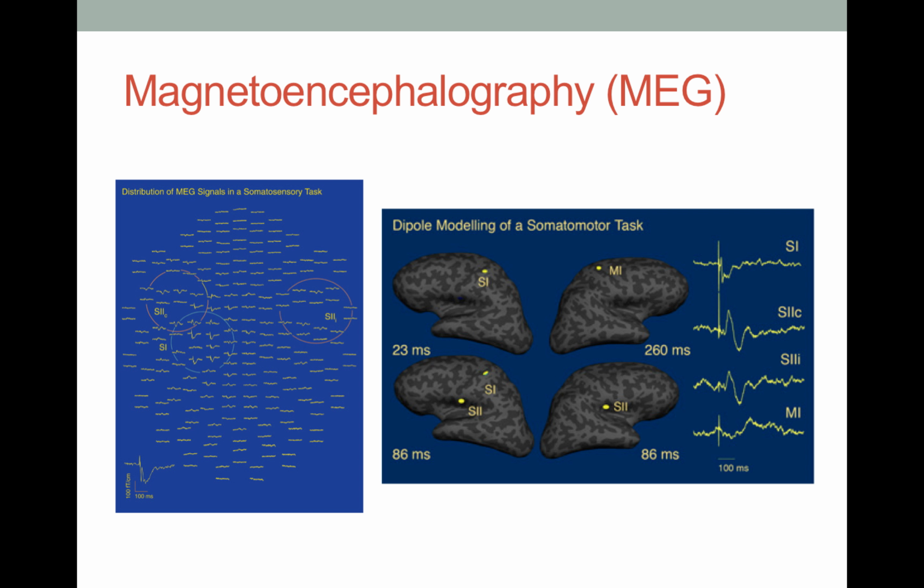We can see here in the image on the left areas of activity which are picked up by the SQUIDs, or superconducting quantum interference devices, during a somatosensory task. The waves represent the signal collected by each sensor on the MEG machine, which we can see circled here. These are the significant areas. And the idea is then to convert this into an image map. The image on the right shows activity, this time for a somatomotor task. The signal collected by MEG is imposed on an inflated map of the brain.